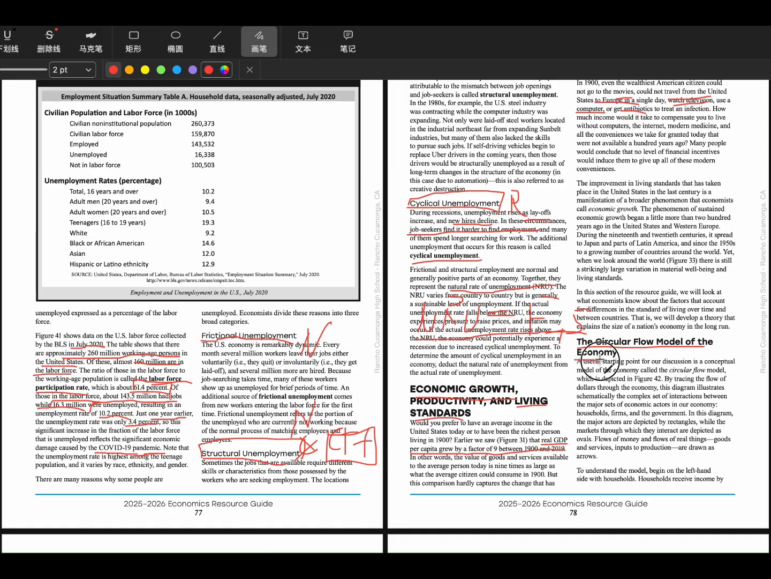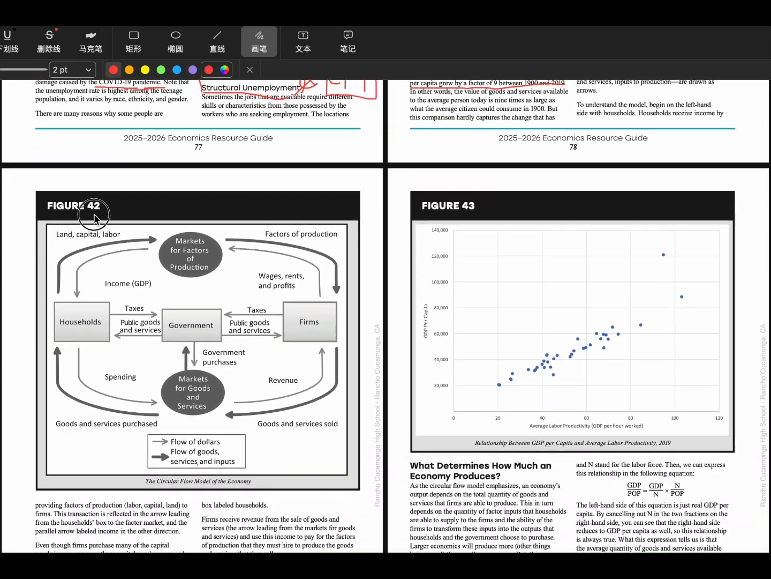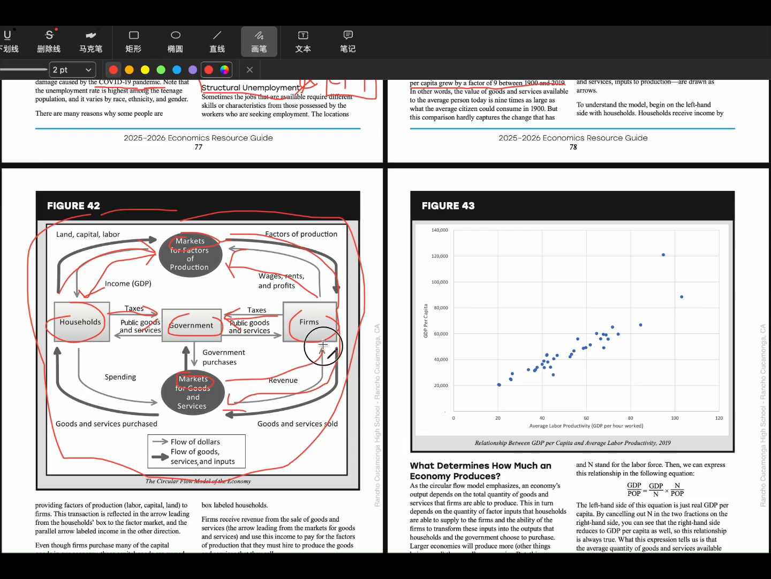Next one is the circular flow model. The circular flow model is depicted in figure 42. All you have to memorize about this is that there are 4 major actors: households, government, firms, and the market. There are 2 markets: the market for goods and services, and the market for factors of production. Households work here, and firms pay this market so that people work. This market goes to households as income. Households pay taxes to the government. Firms also pay taxes to the government because they get revenue from the market down here: the goods produced go into the goods and services market and return to the firms as revenue.